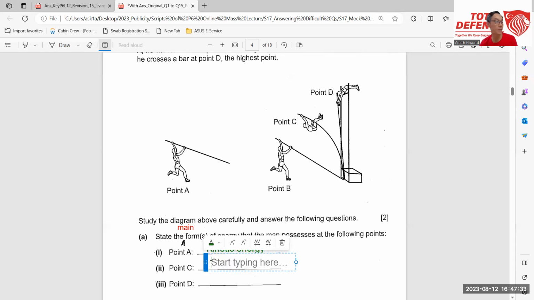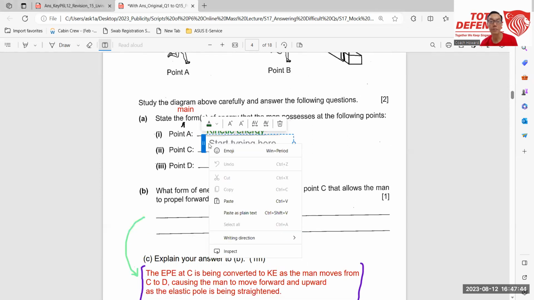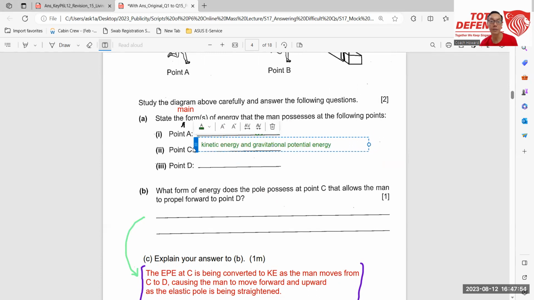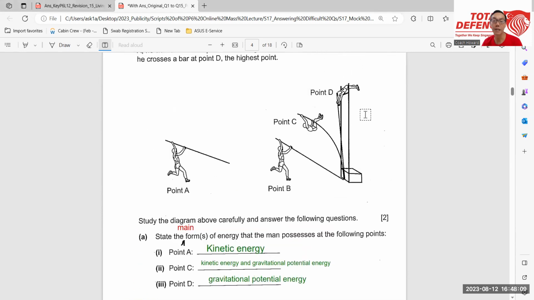And then point C, actually both. Because the person is actually above the ground as well. So you have both types: kinetic energy and gravitational potential. So I understand some of you just put the word potential, which is also acceptable, but to be more specific it is gravitational potential. And similarly, the last one, the person is at his highest position. So that would be gravitational potential at point D, this part, the highest point.